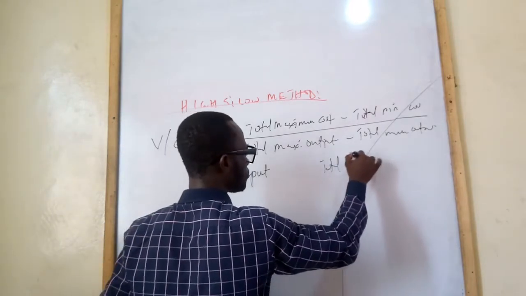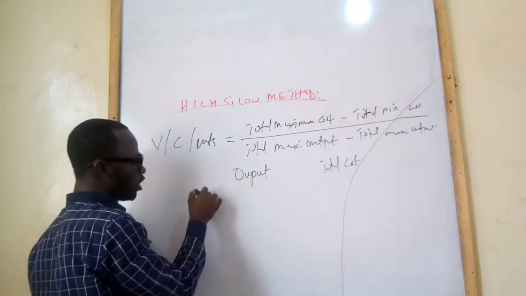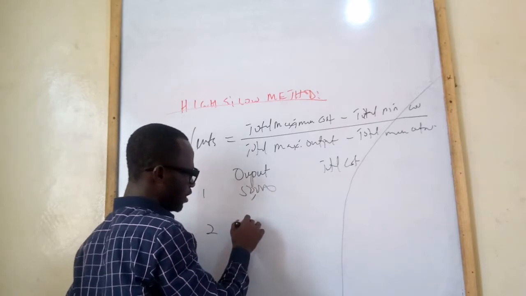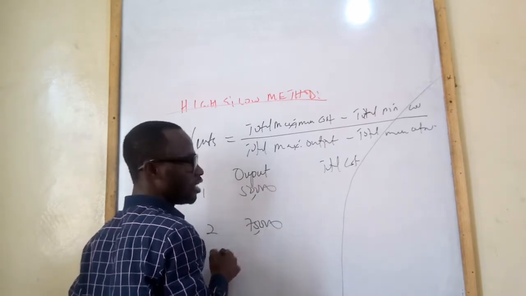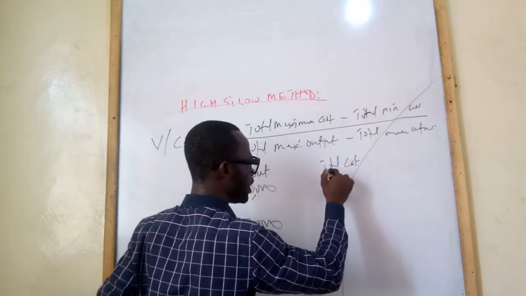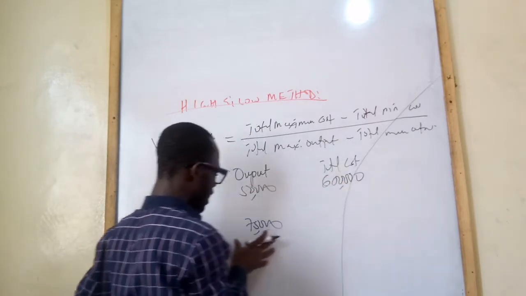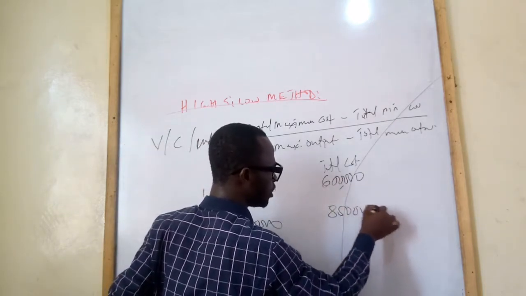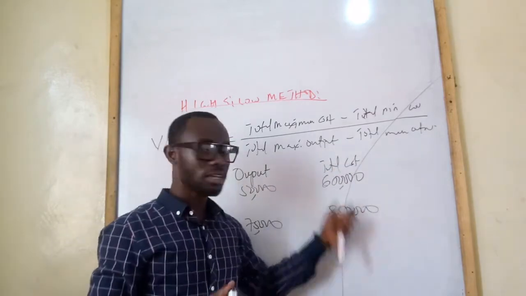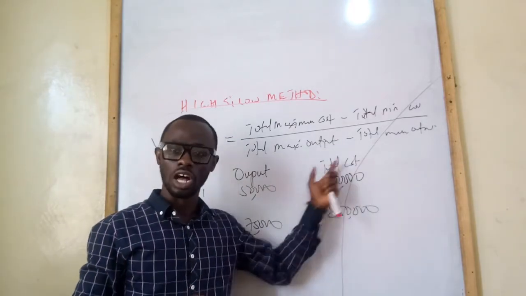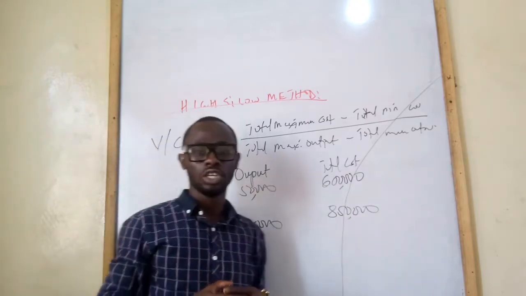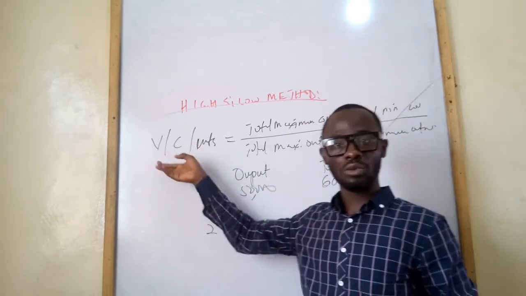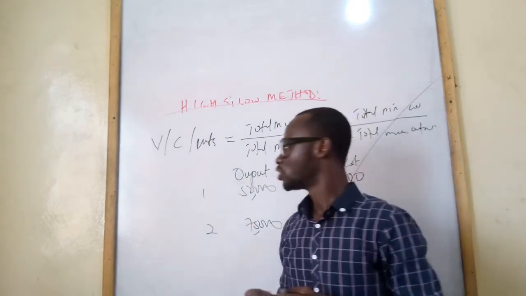What do I mean by that? For instance, let's say we have outputs and we have total cost. Let's say we have two levels of output: 50,000 units and 75,000 units. Let's say the total cost at 50,000 units is 600,000, and the total cost at 75,000 units is, let's assume, 850,000 cedis. This time, the examiner has given us only total cost. How do we separate that between the variable cost and the fixed cost?